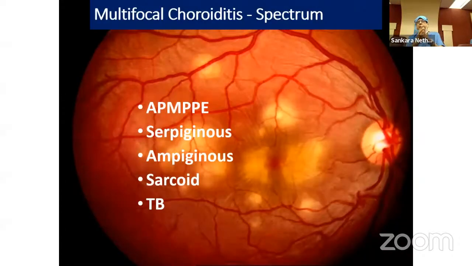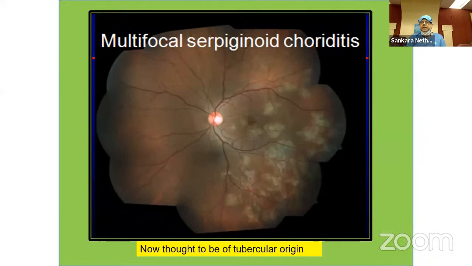So there could be multiple choroiditis, and here the differential diagnosis to be kept is APMPPE, what we call acute posterior multifocal placoid pigment epitheliopathy, serpiginous choroiditis, ampiginous choroiditis, sarcoid, or TB. Multifocal serpiginous choroiditis is now thought to be of tubercular origin based on various clinical tests as well as clinical research, as well as some histopathological studies done in selected cases.